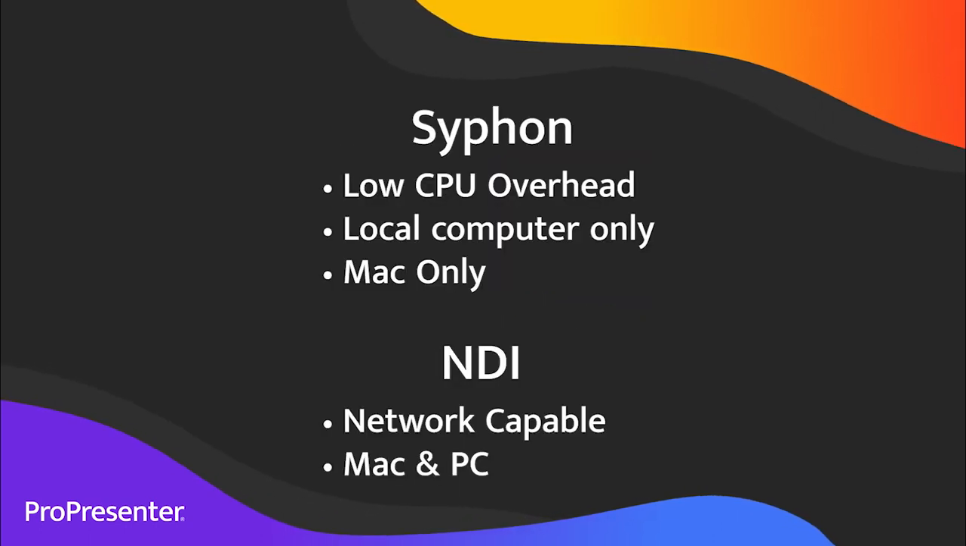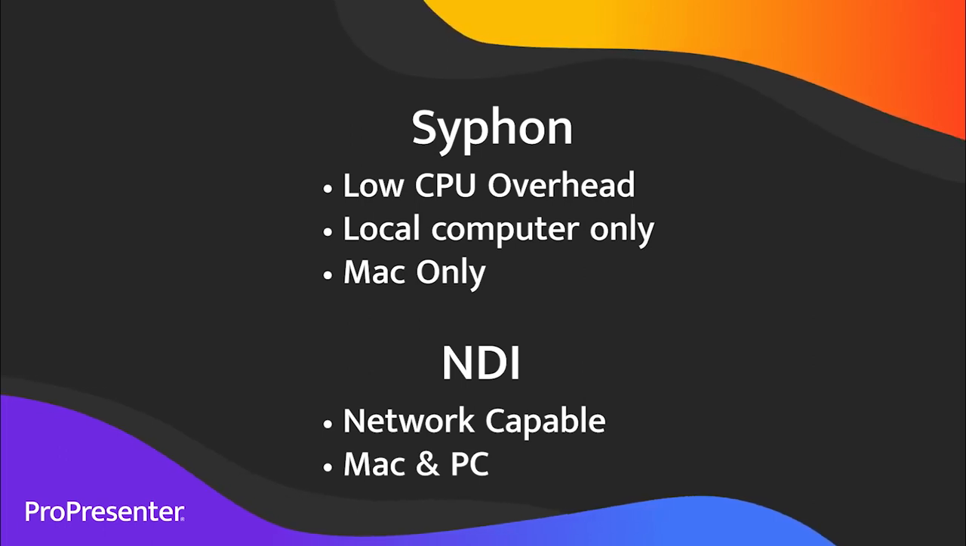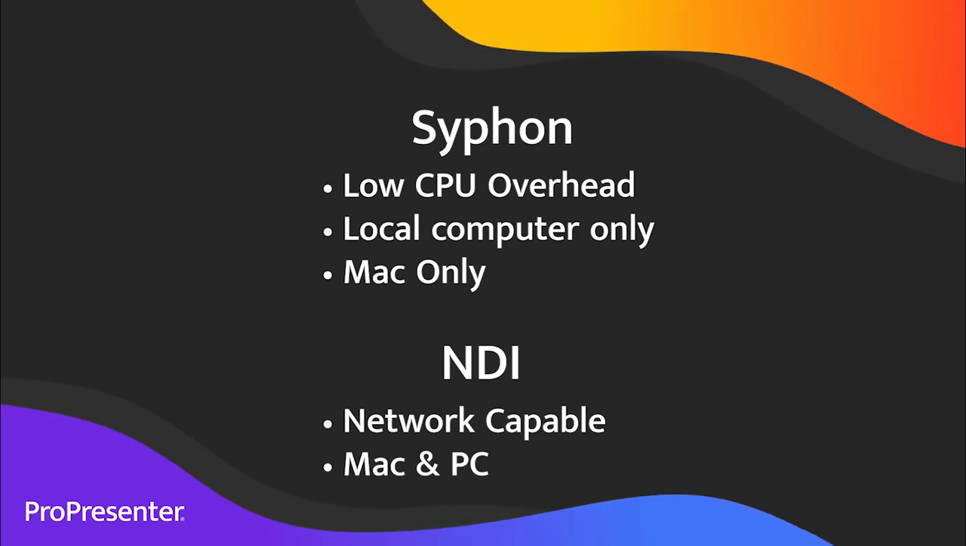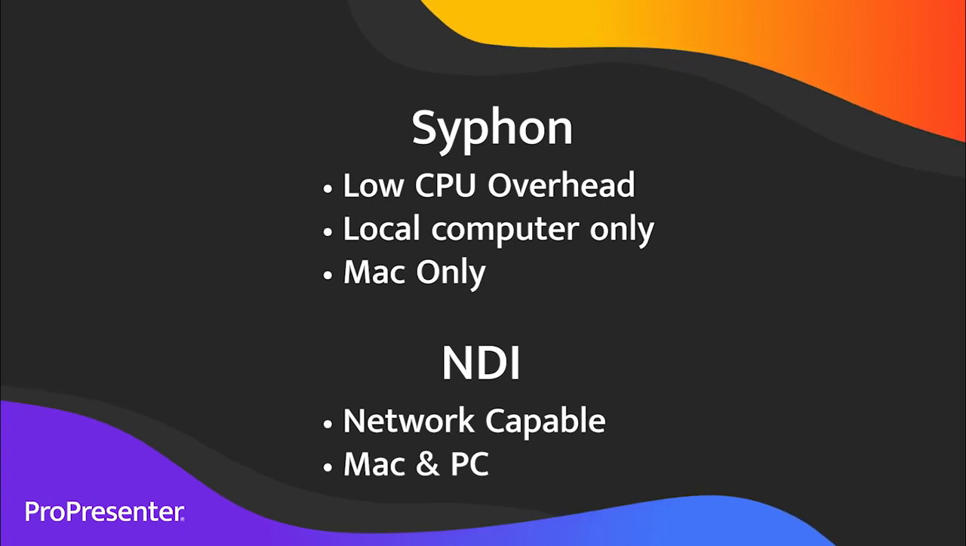We're going to set up a Siphon output first because it's the fastest, most reliable, and least processor intensive way to do this. However, Siphon only works on the Mac platform. If you're on a PC or if you want to record ProPresenter's output to another computer on the same network, you're going to need to use NDI.